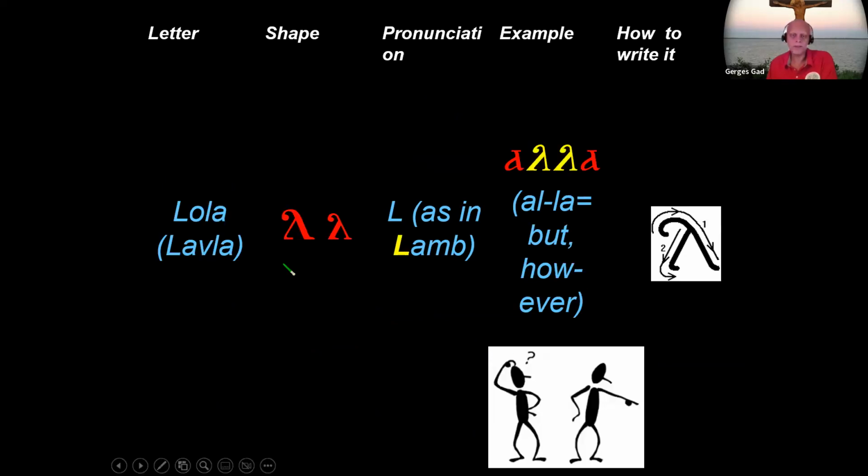And then the last letter is called Loula. It looks like the delta, except it doesn't have the bottom line here, right? So this is Loula, it's pronounced like an L. So like this example, we have alpha, Loula, Loula, alpha. So this is Allah, Allah.